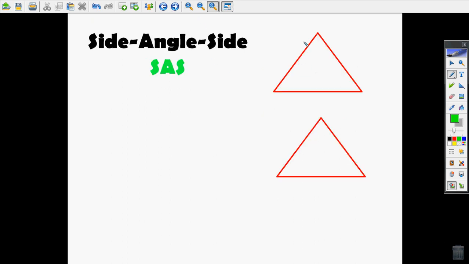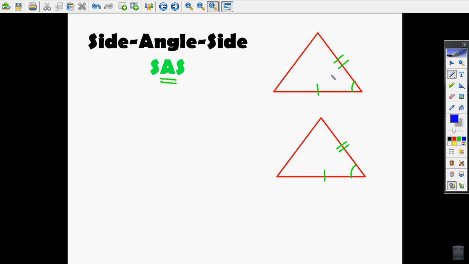The next one is side, angle, side. And what that one is showing is that if you can show that 2 sides are congruent to each other, so one side, 2 sides, and that the angle between them is congruent. Notice that there's an A in between here, side, angle, side, and it has to be the included angle, that these 2 triangles are congruent. I don't need any other information. I know automatically by side, angle, side that these 2 triangles are congruent.